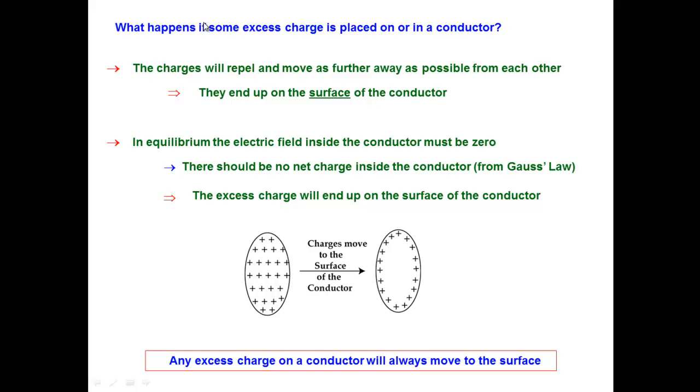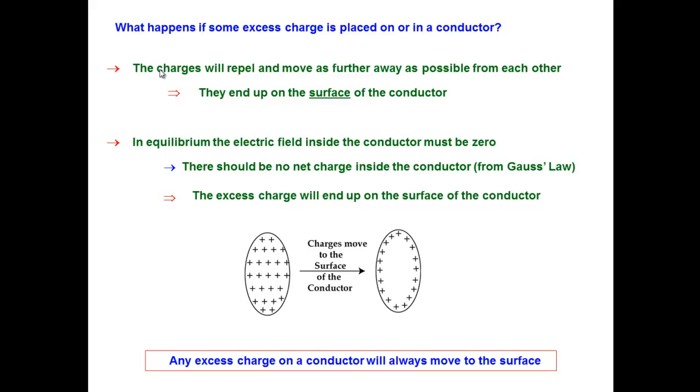The second question is what happens if we put some excess charge on or inside a conductor? If I frictionally create some charge and then put it in contact with a conductor, a piece of metal of some kind, what does that charge do? There's two ways to answer the question. They give the same answer. One simple way is just to say that all those charges, let's say they're positive charges, will repel and move as far away as possible from each other, which means they'll end up on the surface.